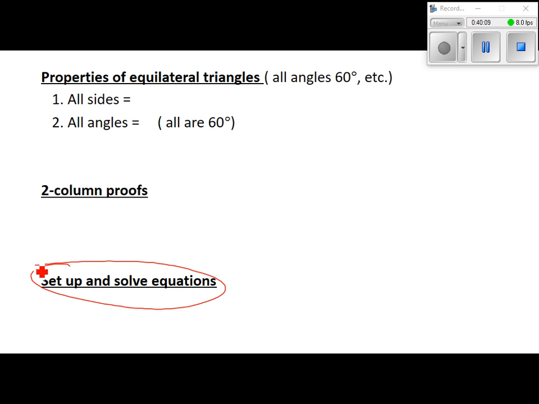Out to the side over here, if a triangle is equilateral, what do you know about it? It's equiangular. First, if it's equilateral, what do you know? All sides are congruent. Then all angles are also congruent. What do you know about each one of those angles? 60 degrees. They're always 60 degrees. Might want to draw that picture so that you have it there somewhere with the two column proofs.